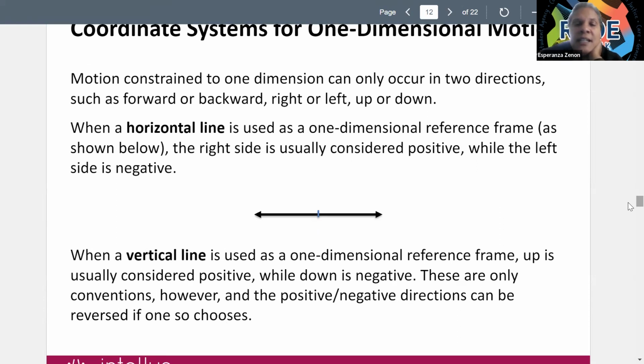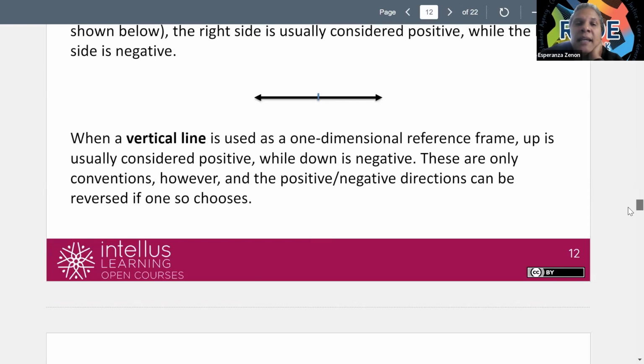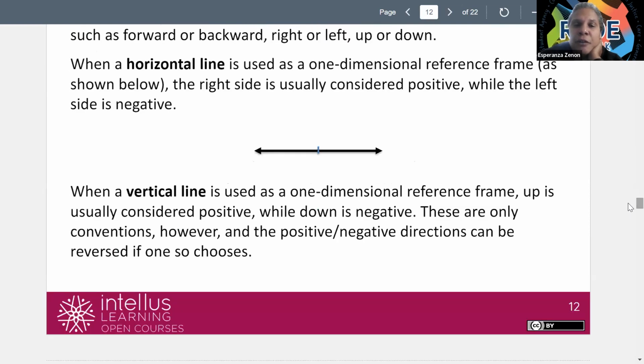We could also take that same line and turn it vertical. And in that particular case, the middle is still 0, but up is positive and down is negative, okay? And we'll get deeper into this whole direction business next week. You just need to ask yourself, hey, if I'm looking at horizontal motion, then I'm gonna use a horizontal number line. If I'm looking at vertical motion, I'm gonna use a vertical number line, okay?